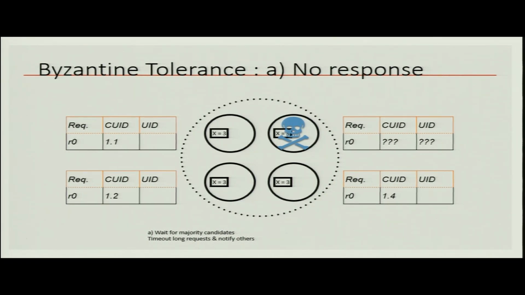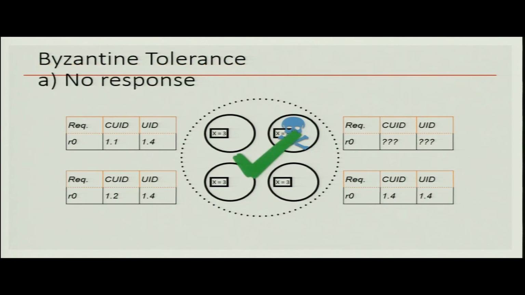So, based on that I will give it a UID. In this case 1.4 was the highest. So, you give 1.4, and it worked. So, one node being Byzantine and not giving any response did not affect your ability to give an agreed-upon ID to the transaction.